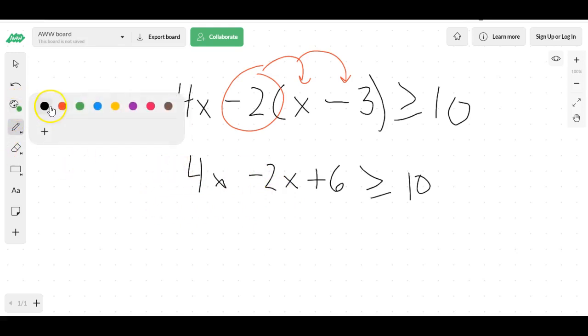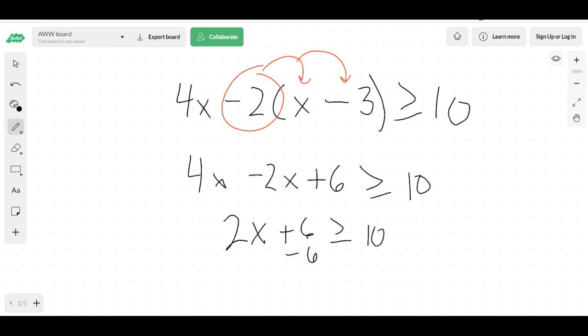We can just add them straight together, which will give me 2x plus 6 is greater than or equal to 10. Minus 6, I get 2x is greater than or equal to 4. Divide by 2, divide by 2. It's going to give me x is greater than or equal to 2. And you'll notice this time I didn't flip the sign because we didn't divide by a negative.